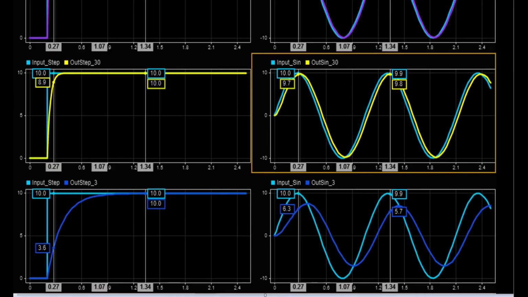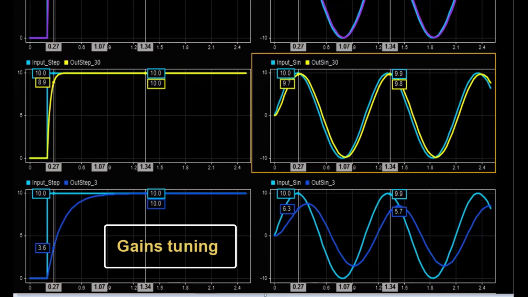So why are we interested in studying or knowing the system bandwidth? It's important because it helps us during control system design, like gain tuning and some other things.